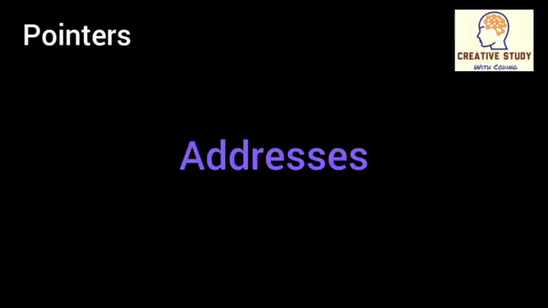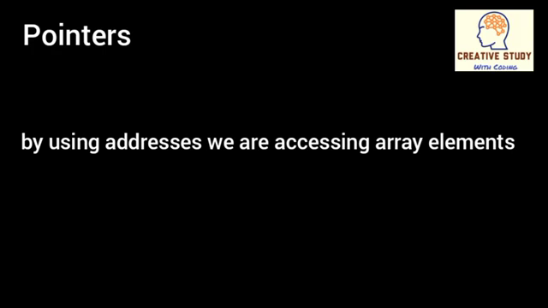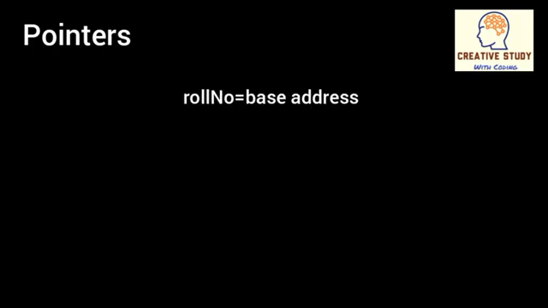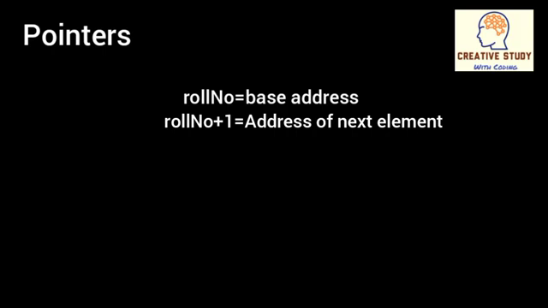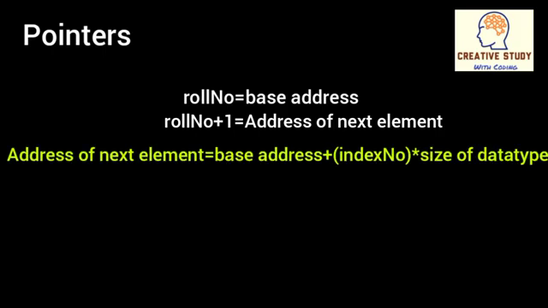Since we are learning pointers, that means we are working on addresses, and by using addresses we are accessing array elements, but before it we accessed array elements by using indices of the array. Thus, if array name roll number gives base address, then roll number plus 1 gives address of next element. Since address of next element is calculated by using this formula, address of next element equal to base address plus index number multiplied by size of data type.